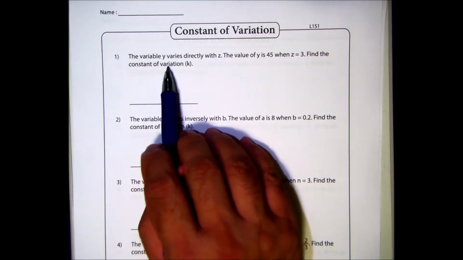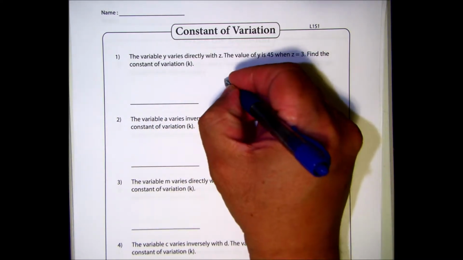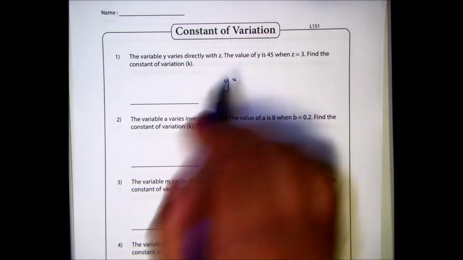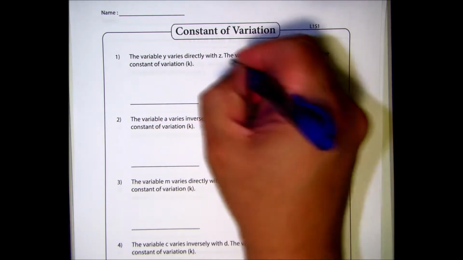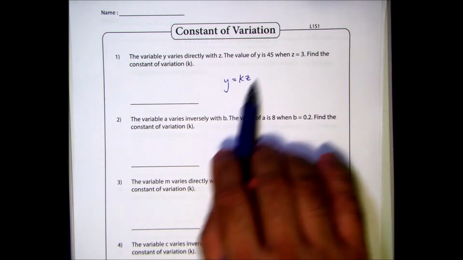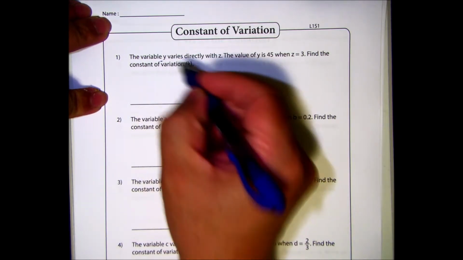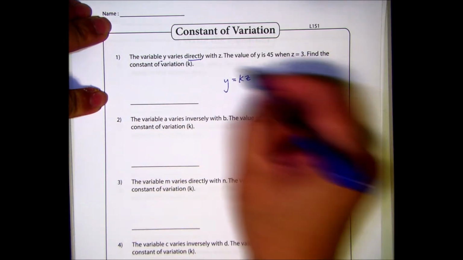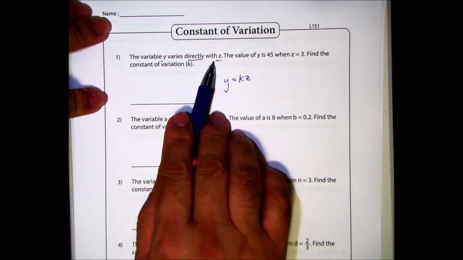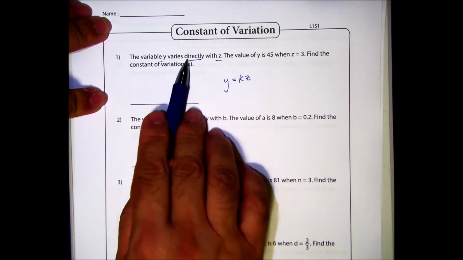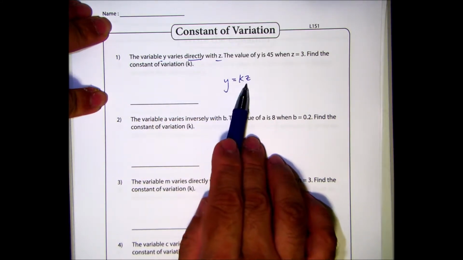Alright, the directions say the variable y varies directly with z. So that means we're going to have y equals k z. I did say x, but it's z. Whenever you see this sentence, some variable varying directly with another variable, the y is going to be over here, and directly means k and z are at the same level. It's going to be just k times z.